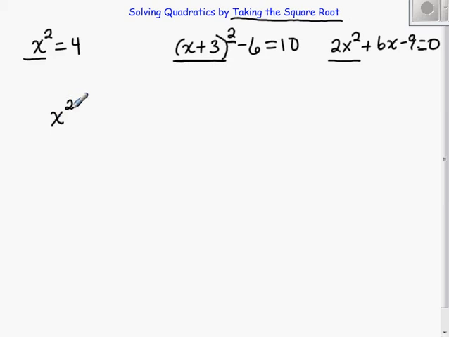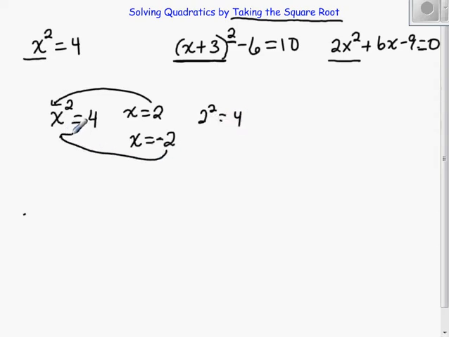Now you can probably solve this in your head by simply asking yourself what number squared would equal 4. And you should be able to give me two answers to this. The answers would be x equals 2 and x equals negative 2. Because if we were to take these two values and substitute them back into the original equation, 2 squared would equal 4, and also, negative 2 squared would equal 4. So the solutions to this quadratic equation are positive 2 and negative 2.